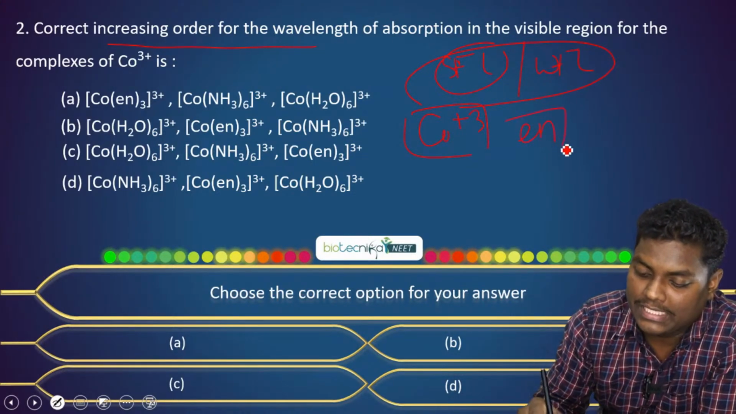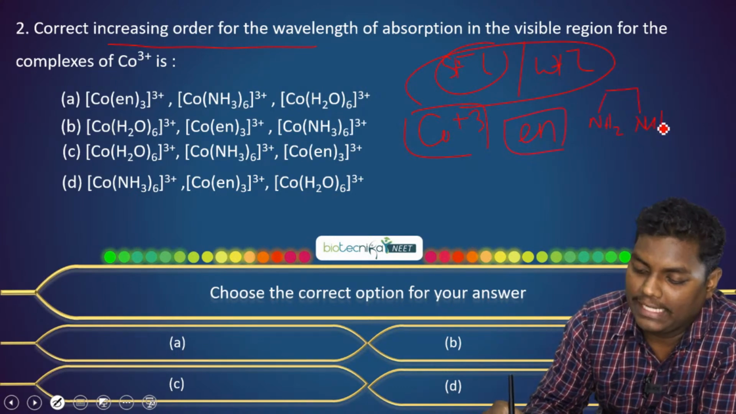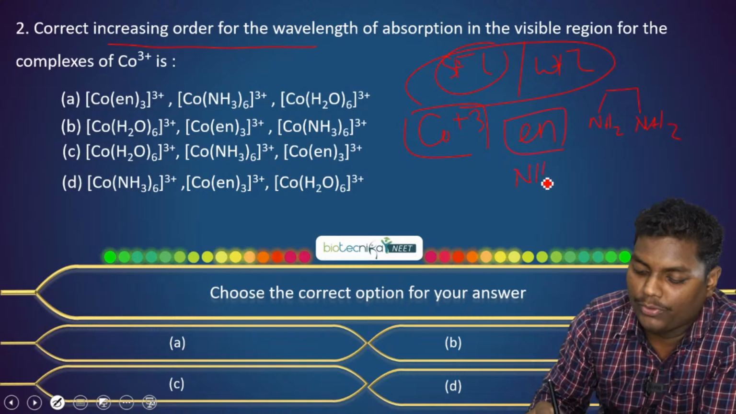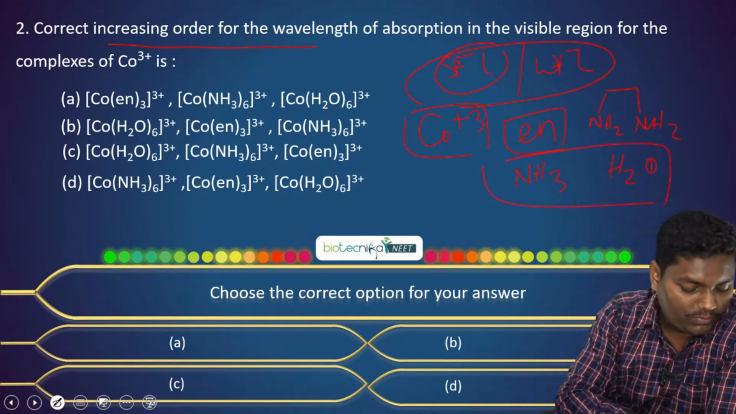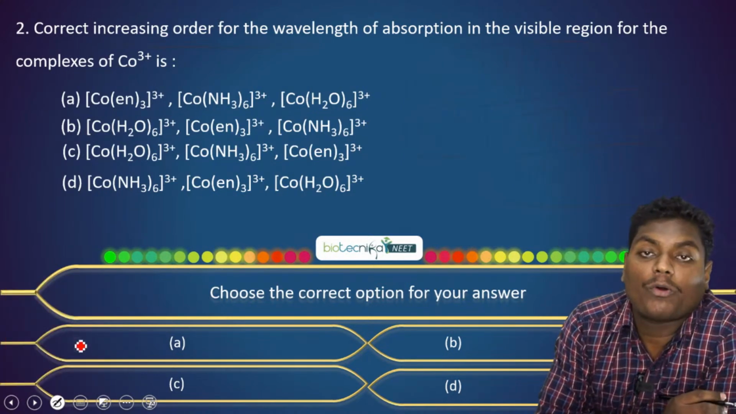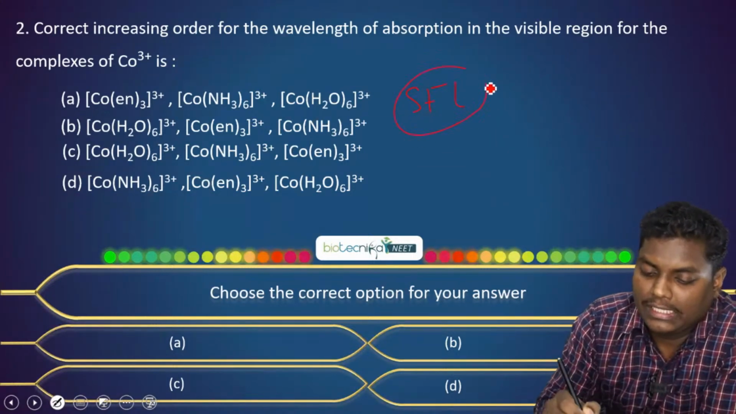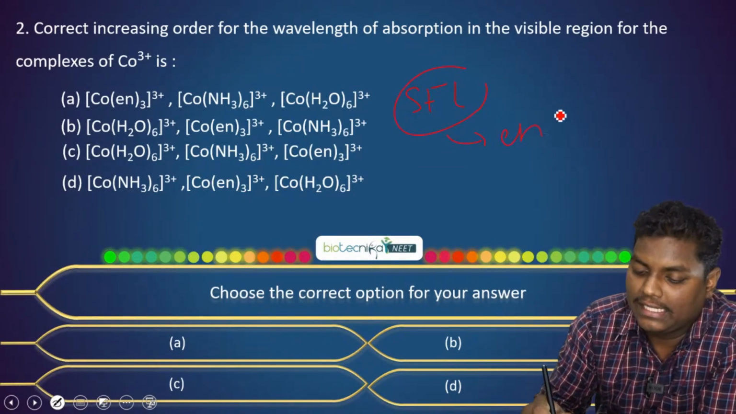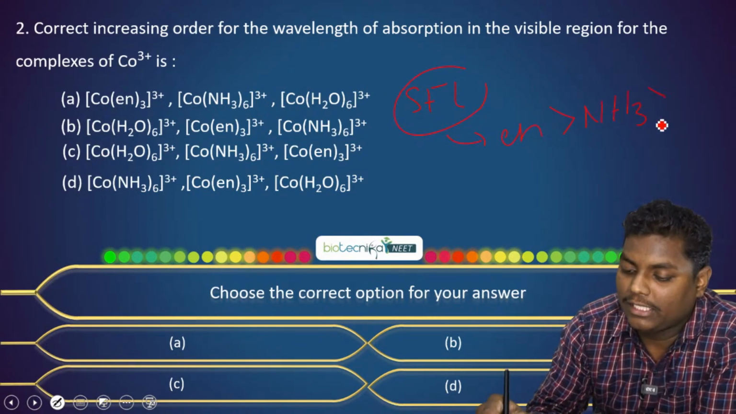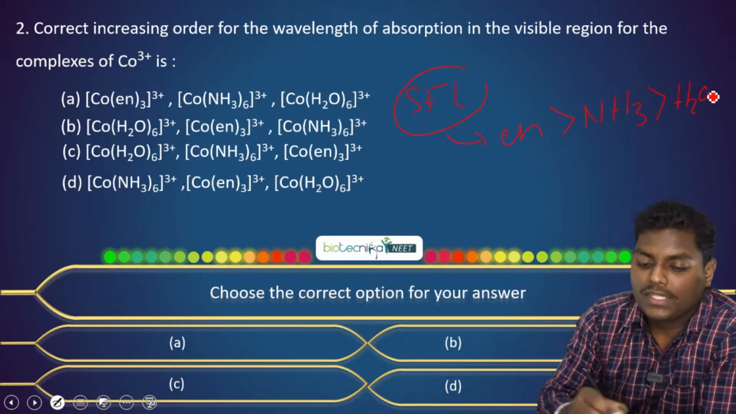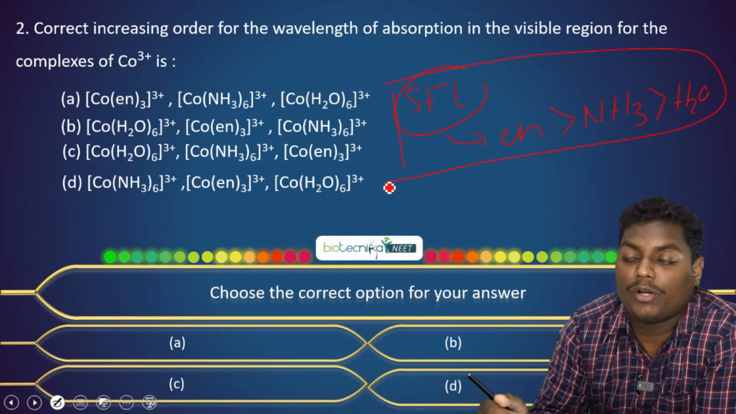We have En, which is ethylene diamine. We have ammonia, and we have water. Now, what do we know? We know from the spectrochemical series that En is a strong field ligand in comparison to ammonia, in comparison to water. Now, this is the most important thing. So, En is a strong field ligand in comparison to ammonia and water.